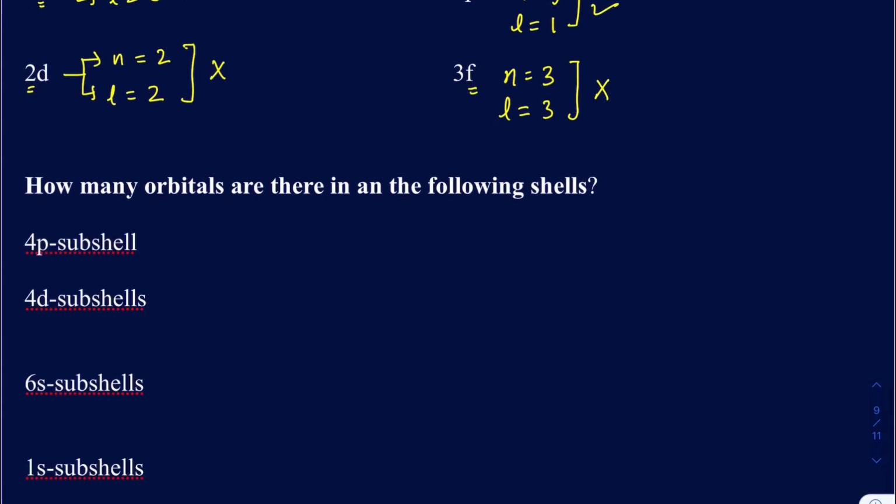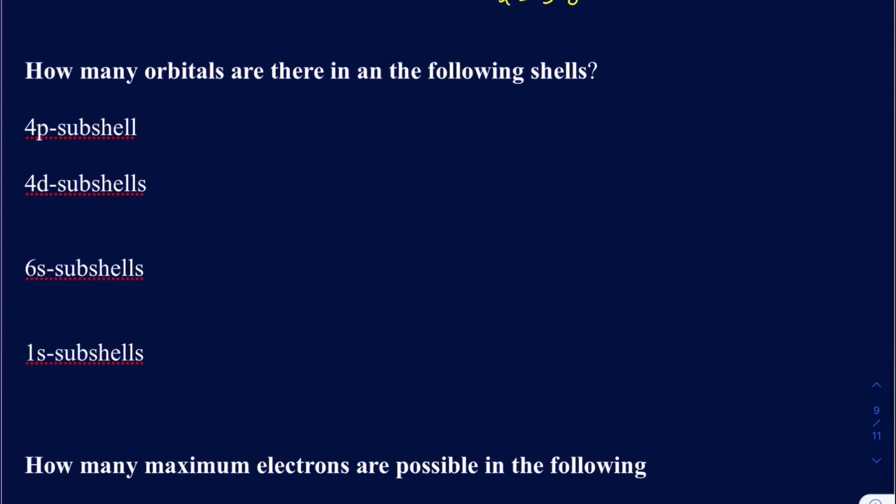Now let's look at the second question that they may ask you. They're asking how many orbitals are there in the following subshells. Well, this should have been subshells, not shells, so I'll go and write that down here. Okay, so the first one is a 4p subshell.